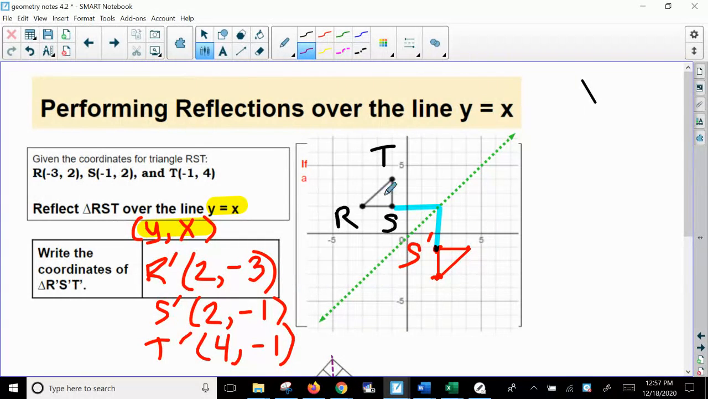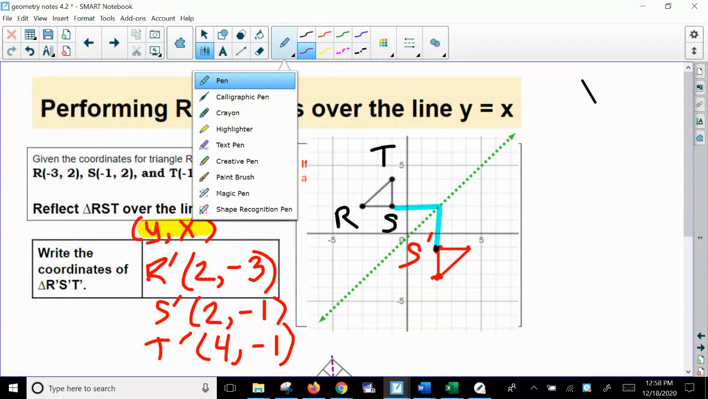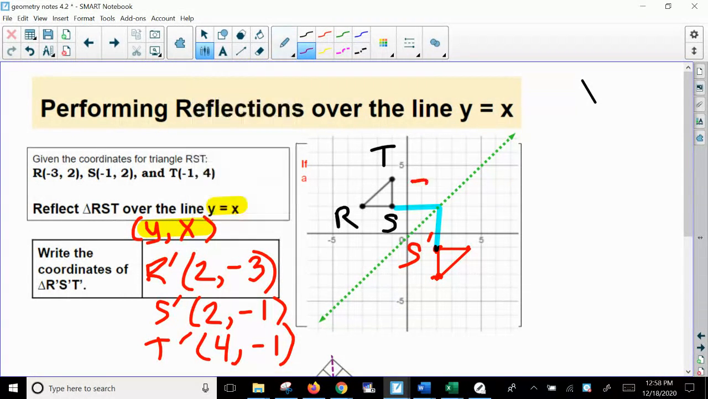Now, if you were to do it visually, there's a way you can do it visually. I call it the over and down method. So what I did was, look at point S. If I travel horizontally to my reflection line, I would have had to go over, what is that? 1, 2, 3 blocks. So then I traveled the same number of blocks going down. Okay, I went over to the reflection line 3 blocks. So from that point on the reflection line, I traveled down and I landed here for S prime.